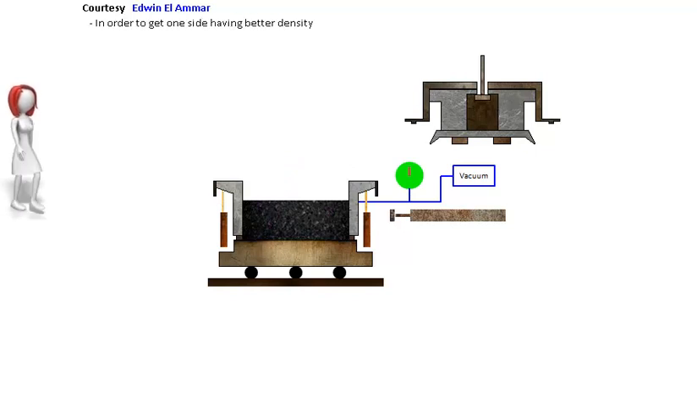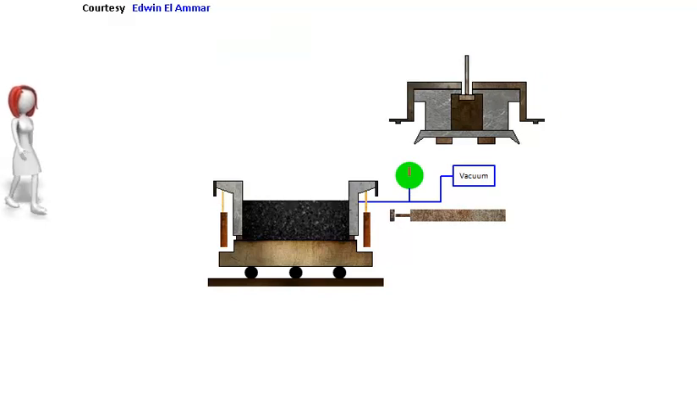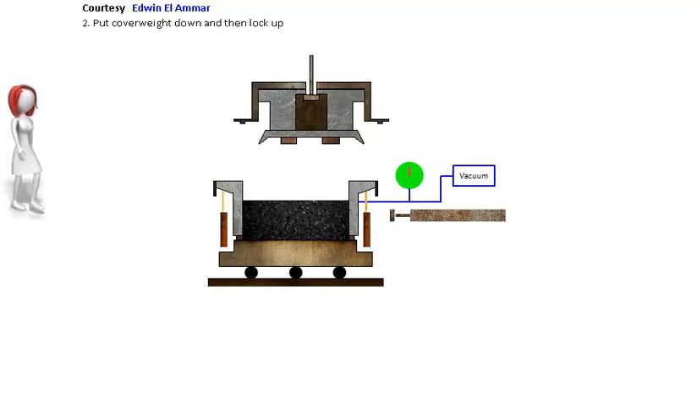In order to get one side having better density, we can increase thickness on this side. Paste profile intentionally created, not flat. Or you can try for the opposite side. 2. Put cover weight down and then lock up.